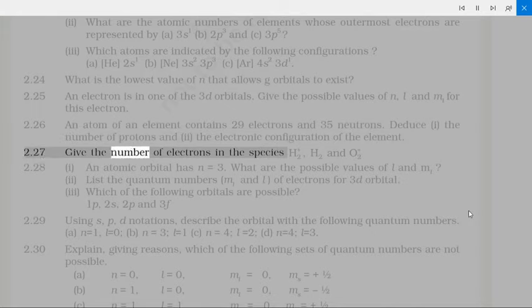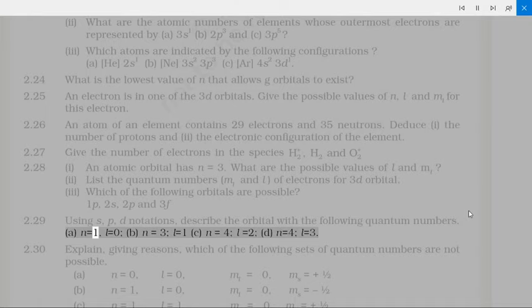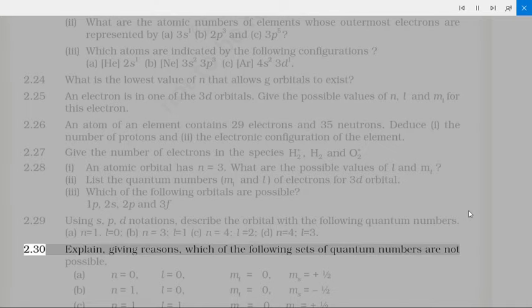2.27 Give the number of electrons in the orbitals with the following quantum numbers. A. n equal to 1, l equal to 0. B. n equal to 3, l equal to 1. C. n equal to 4, l equal to 2. D. n equal to 4, l equal to 3.